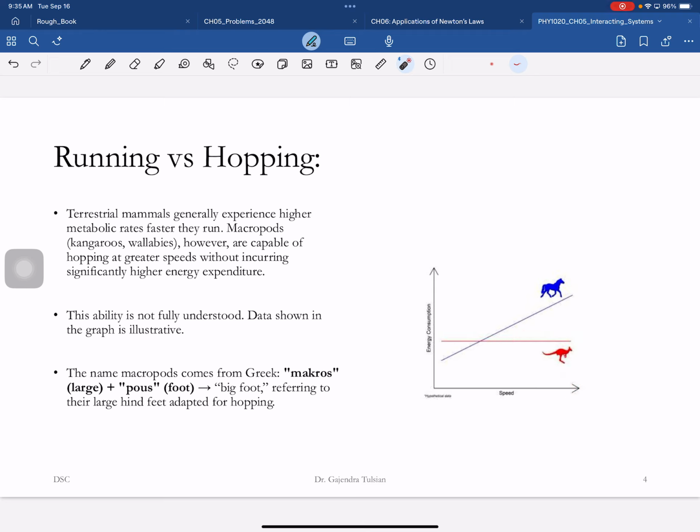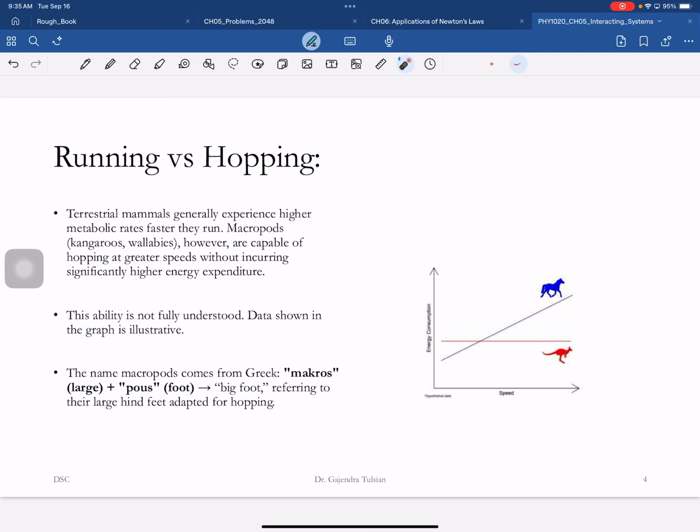So my question to you is, why aren't we all hopping instead of running? Why didn't you evolve structures to hop rather than run? I mean, look at this. This is more efficient. Do you understand that? Okay, so we'll answer that question.